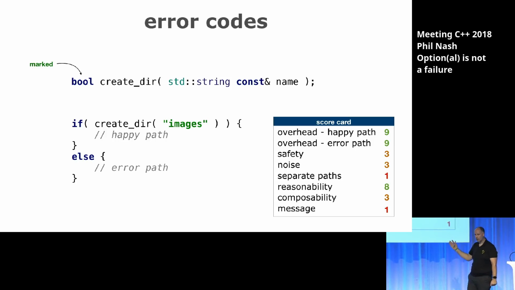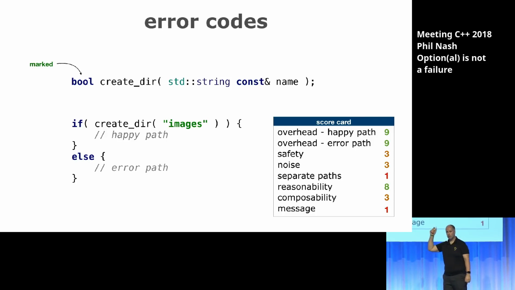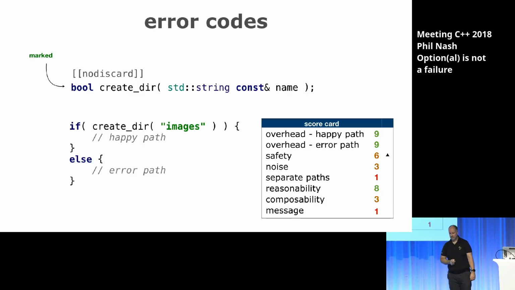And the message score is low because we're only saying that an error occurred, not what the error was. So a bit of a mixed bag. See what we can do to improve it. You're probably thinking we can fix the problem with ignoring the bool by using no discard. You'd be right. That improves our safety score because now we can't ignore the Boolean return. Or at least if we do, the compiler should shout at us. It's not required to do so, but it should do. But that's about the only difference that makes. So what else can we do?